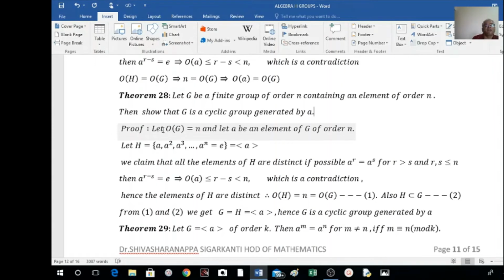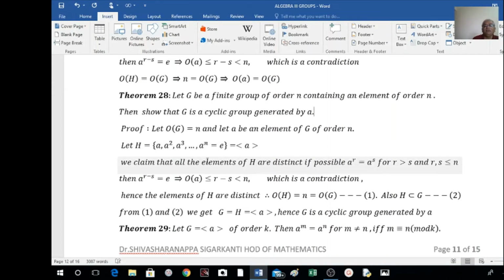let the order of G be equal to n. So the group G consists of n elements, and A is an element of G whose order is also equal to n. Let G be a finite group of order n containing an element of order n. This we have considered. What we have to prove? We have to prove that G is a cyclic group generated by A. I have to prove that A is a generator here. Now, if I consider H equal to A, A square, A cube up to A to the power of n, which is equal to E, and this is the cyclic group generated by A.